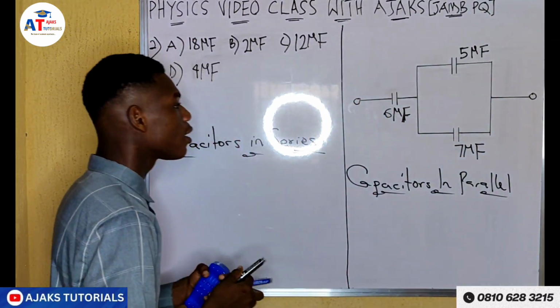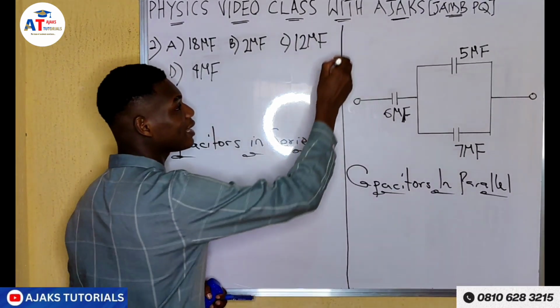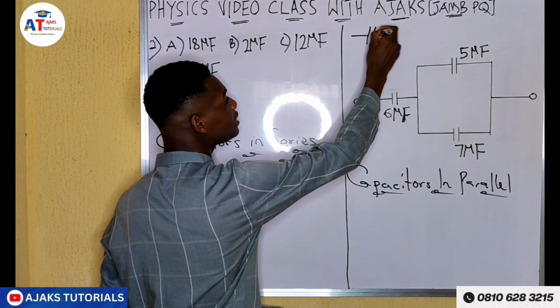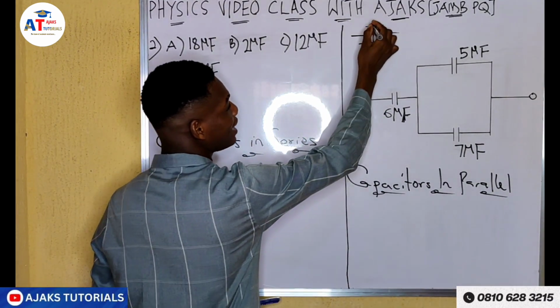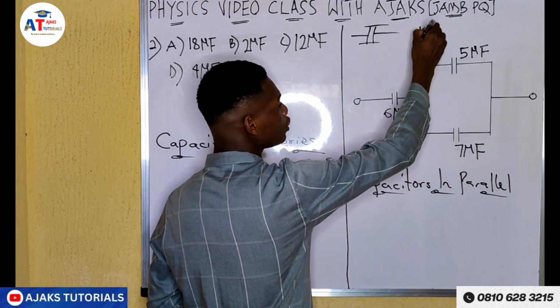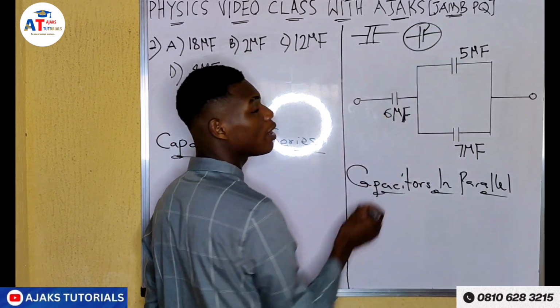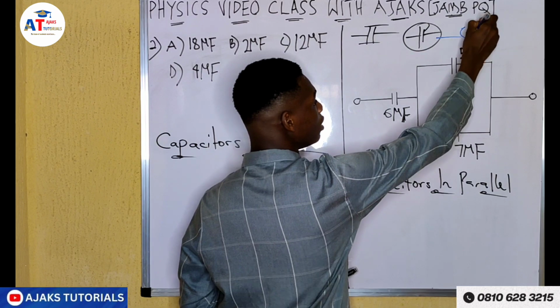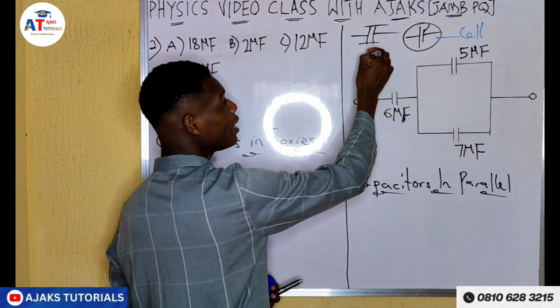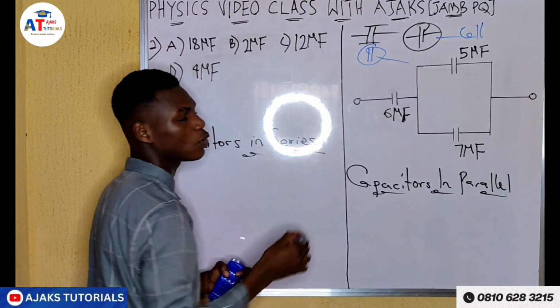Now what do I mean? When a capacitor is represented by this, please take note, these two plates are equal. If they are not equal, then what you are writing is no more a capacitor. This is not a capacitor, this is a cell. But when they are equal, it is a capacitor. Are we getting it?